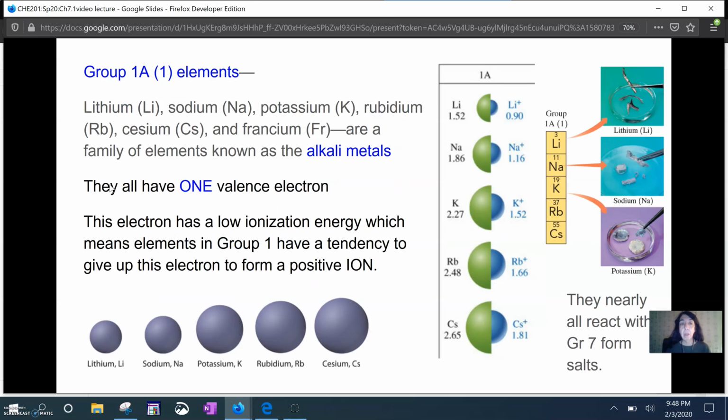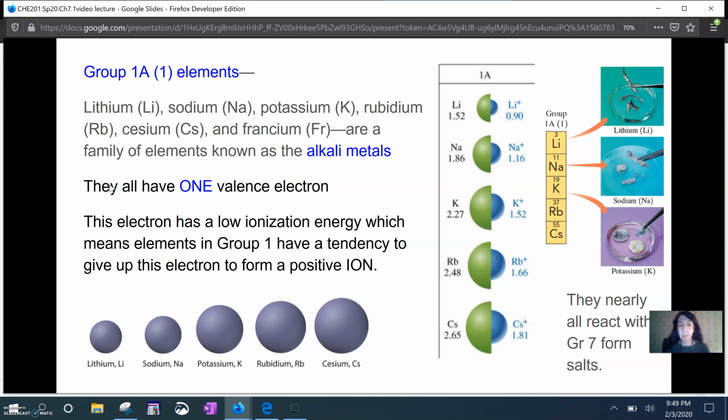Conversely, on the other side of the periodic table, we have the group 1 elements, which are lithium, sodium, potassium, rubidium, cesium, francium. These are all the alkali metals, and they have one valence electron because they're in group 1. These have a low ionization energy. They have a tendency to want to give up this electron to form an ion. So it doesn't take a lot of energy to remove that one electron.